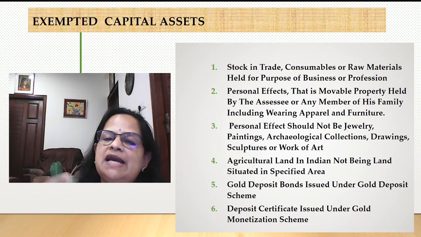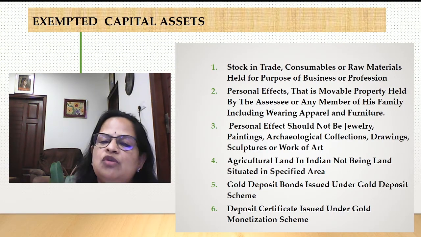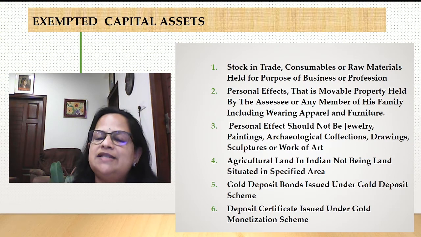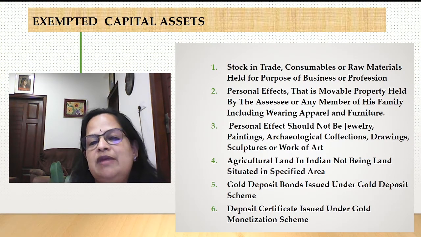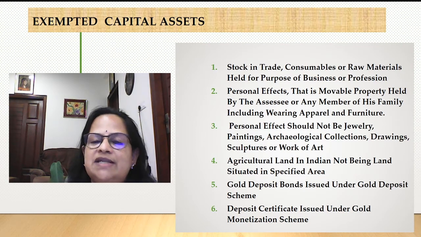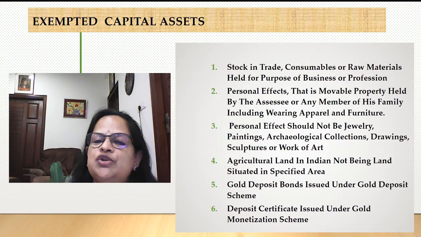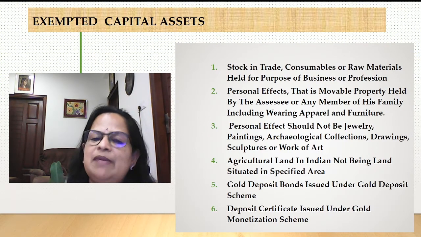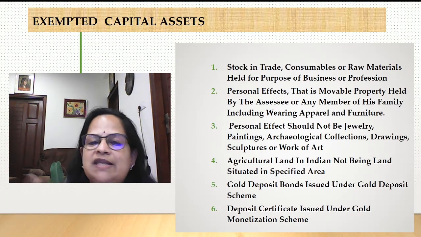Now agricultural land in India, not being land situated in specific areas. If you go by the explanation, agricultural land situated in a municipality where the population is less than 10,000. So that is not considered as a capital asset. Now, gold deposit bonds issued under the gold deposit scheme. This was the scheme announced by the central government. So this is also not considered as a capital asset.